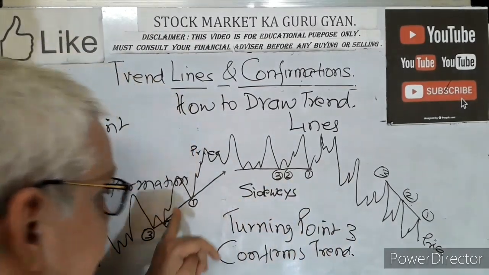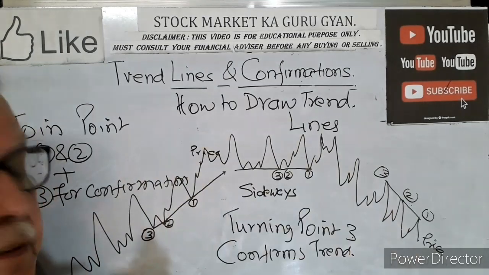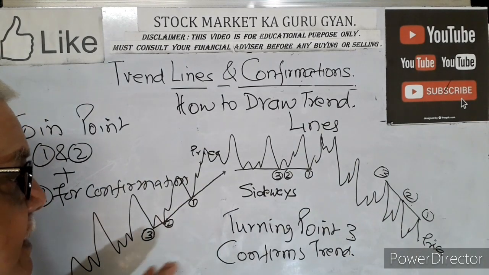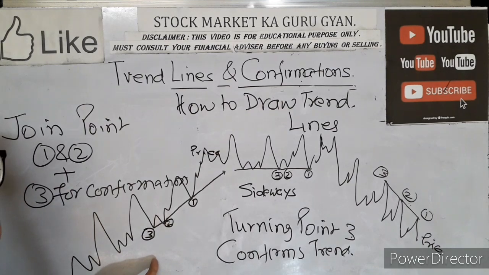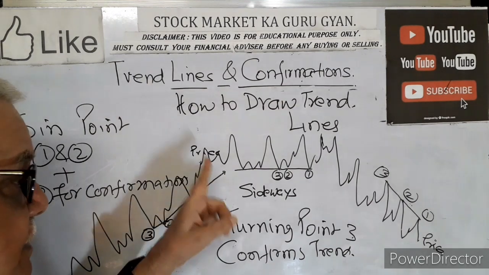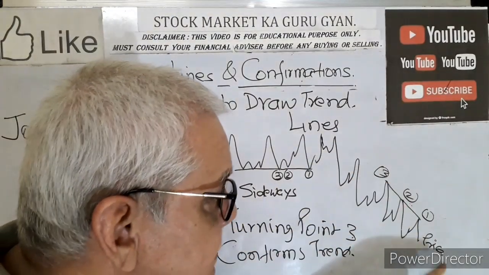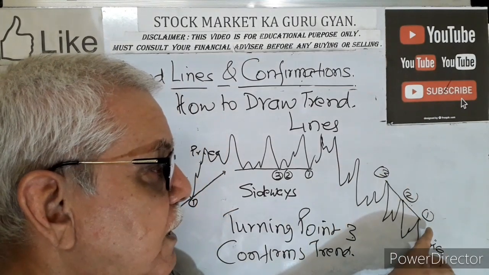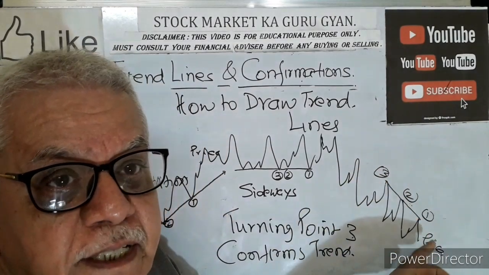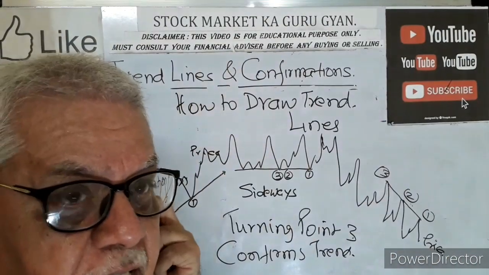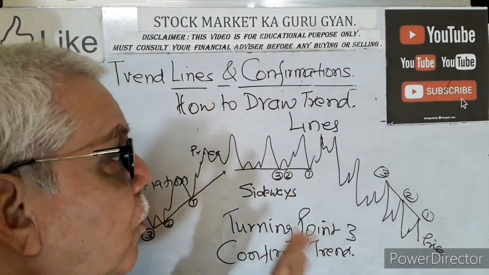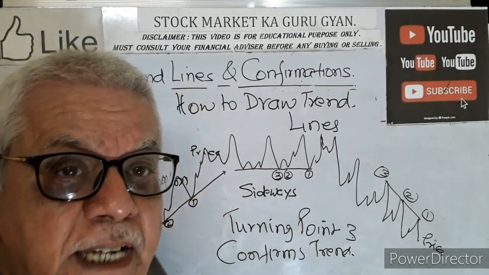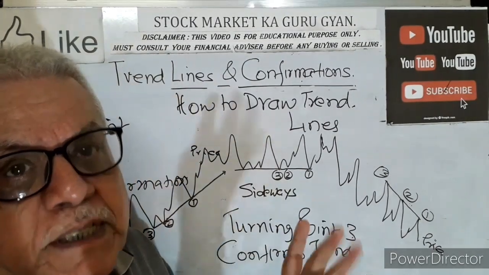Now you see what is the difference here and what is the difference here. When the prices are going up, we join the lower turning points. When the price is coming down, we join the lower highs, the higher highs that we have seen in the candlestick charts. So this is how you have to draw the trend lines, and trend lines are 100%, there can be no mistake about it.